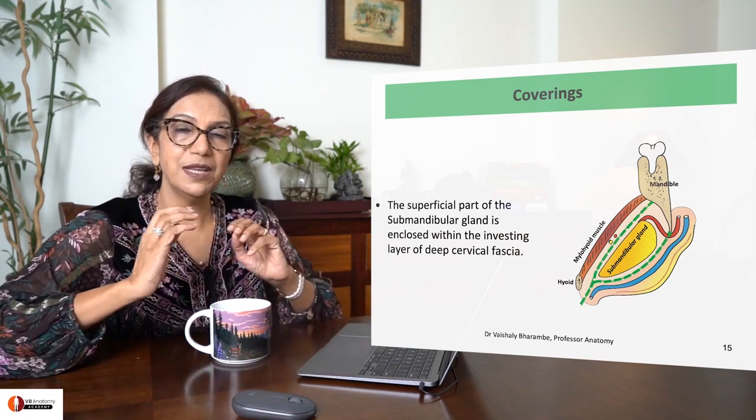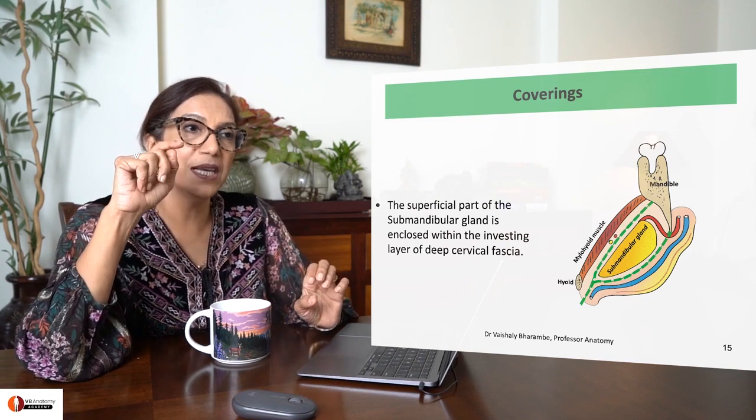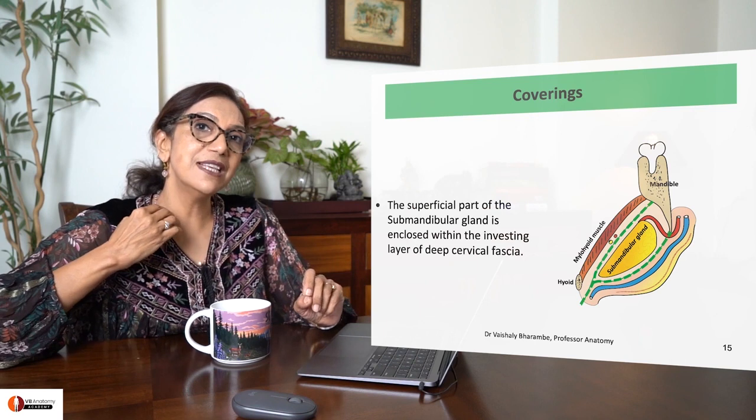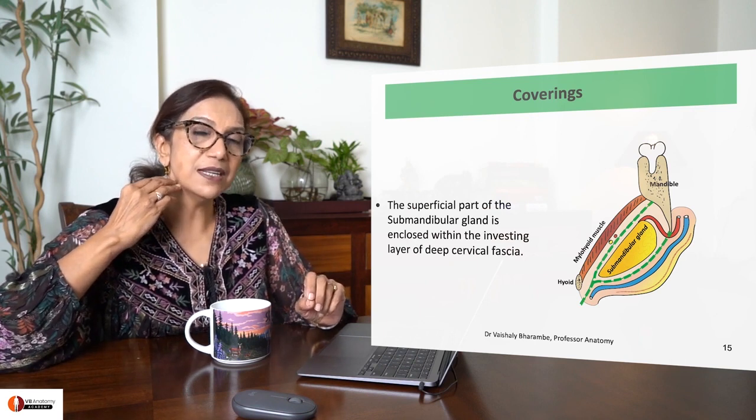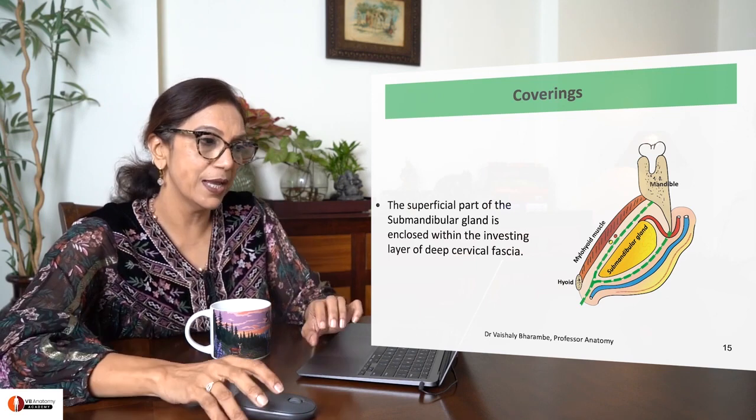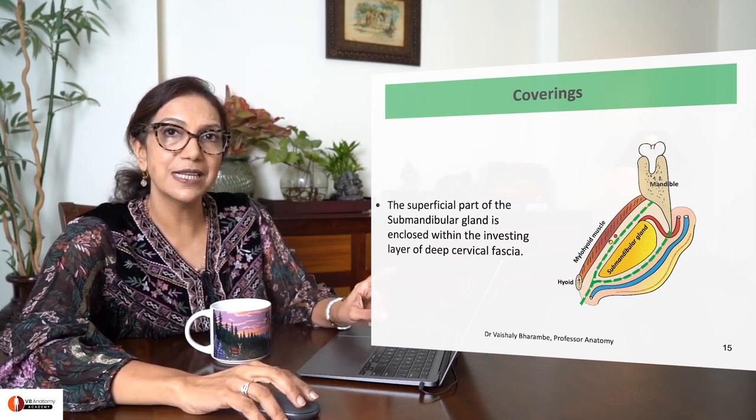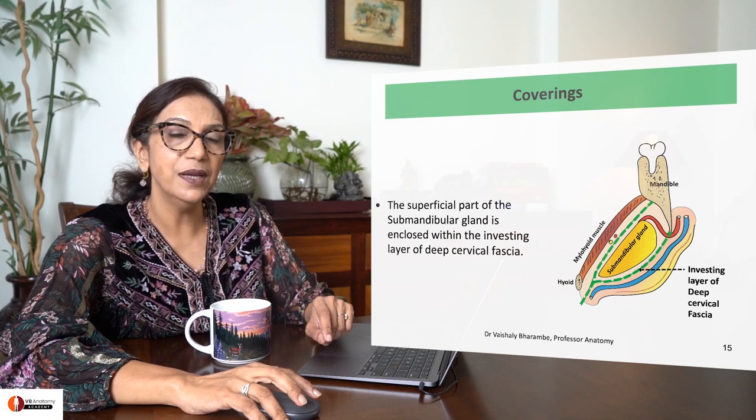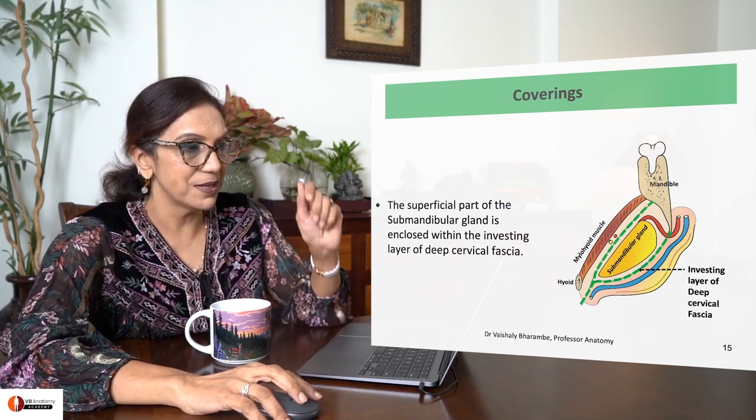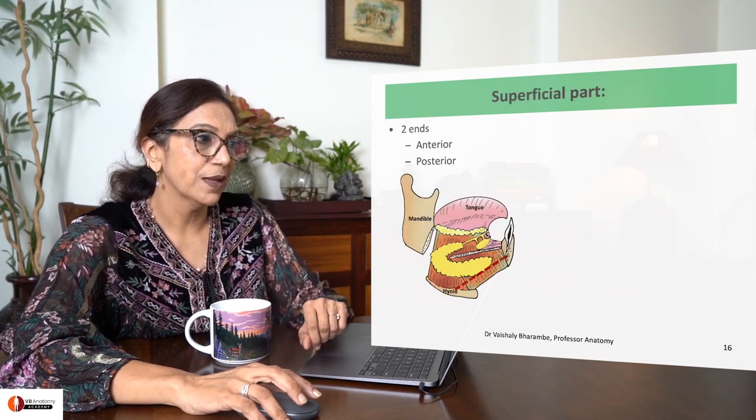The deep cervical fascia was taken with you earlier if you have attended the earlier lecture on deep cervical fascia. The investing layer rises up, and as it reaches the superficial part of submandibular gland, it splits to enclose it, attaching itself to the mandible. So superficial part of the gland is enclosed within investing layer of deep cervical fascia.